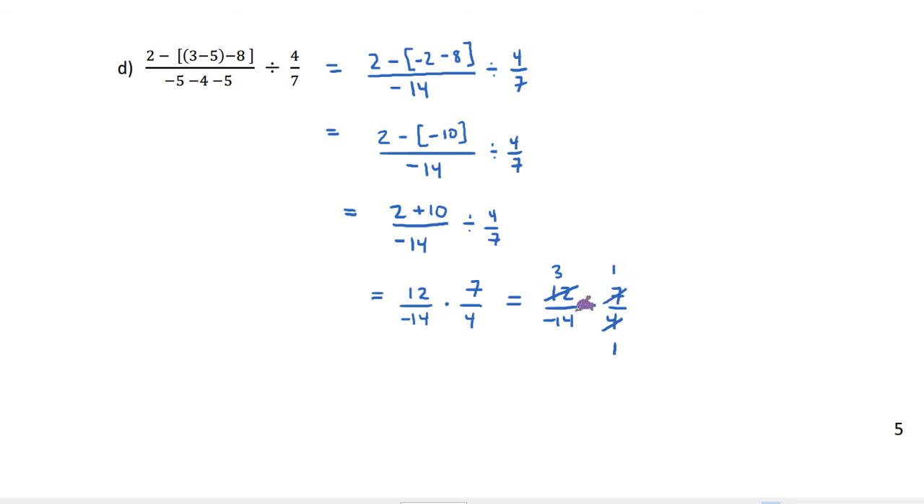Divide the top by 7, I get 1. Divide the bottom by 7, I'll get negative 2. And then now do the multiplication. So 3 times 1 in the numerator, we have 3, and negative 2 times 1 in the denominator is negative 2.